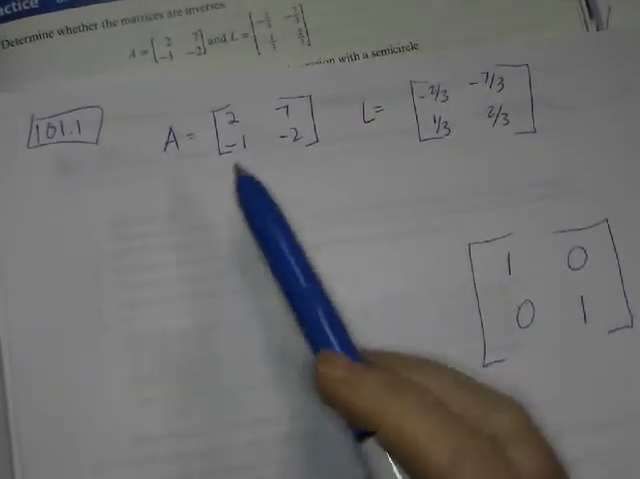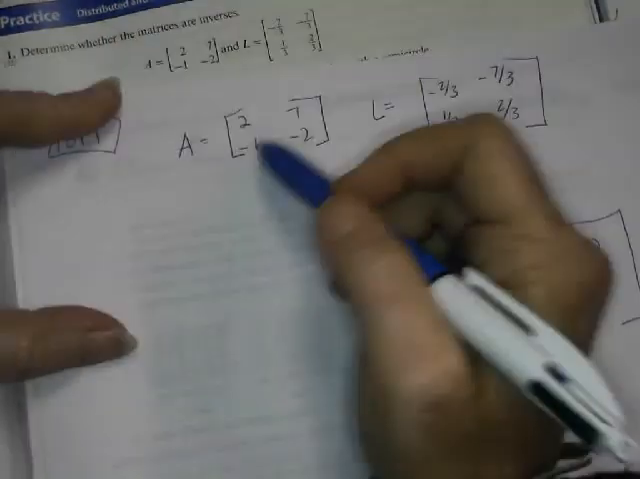So we want to multiply A times L, and we hope that it'll give us this identity matrix. And then we even have to do the other way. We have to go L times A also, and see if we get the identity matrix. So I guess we better get cracking. So A times L.